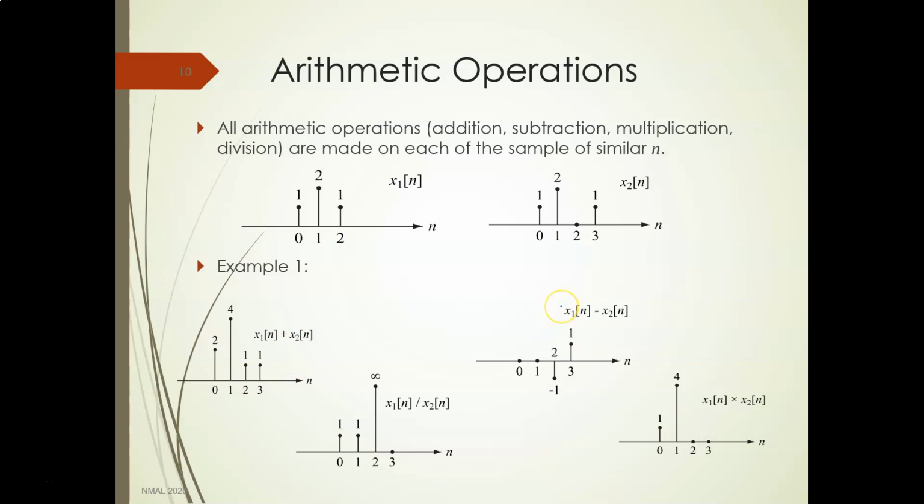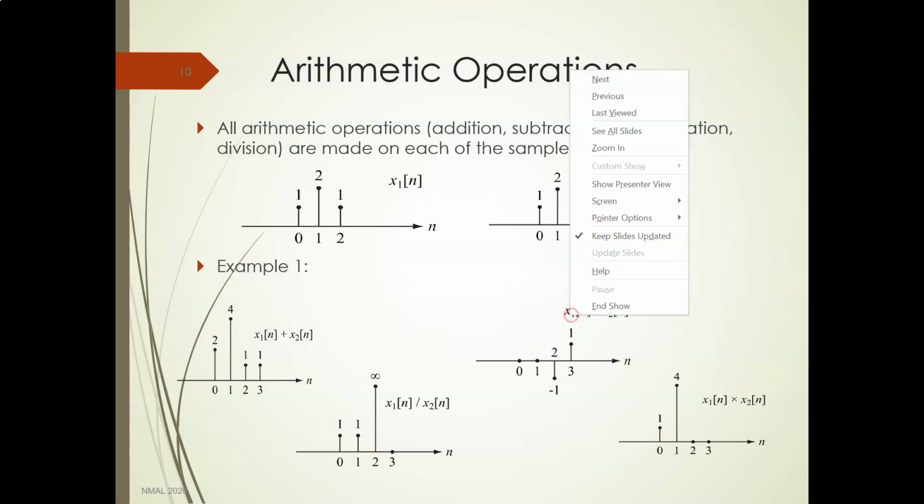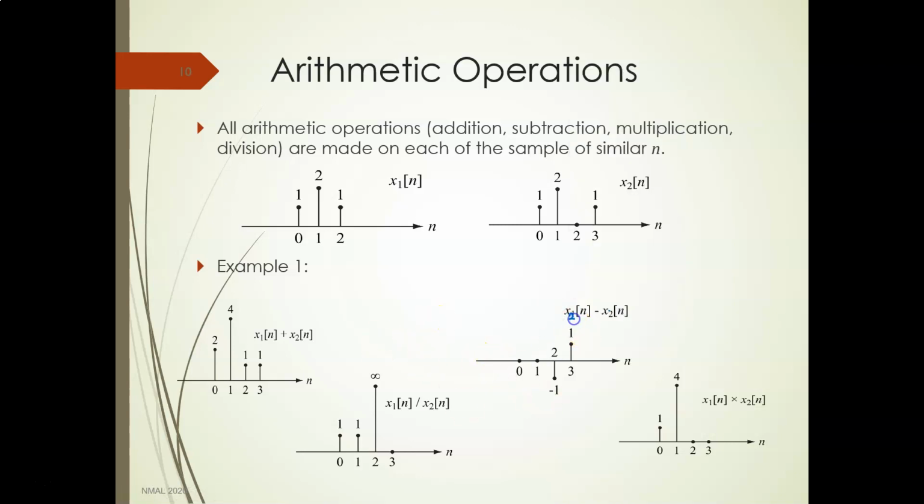For the second example, there is a minor mistake here. This one should be x2. This one minus this. For the first sample at n equal to 0, here is 1 and here is 1, so 1 minus 1 is equal to 0. When n equal to 1, this is 2 and this is 2, so 2 minus 2 is equal to 0. Then at n equal to 2, this is 0 and this is 1, so 0 minus 1 is equal to negative 1. And finally at n equal to 3, it is 1 minus nothing here, so 1 minus 0 is 1.